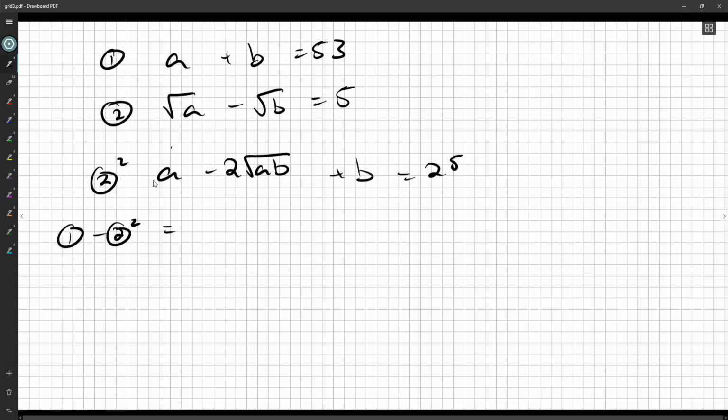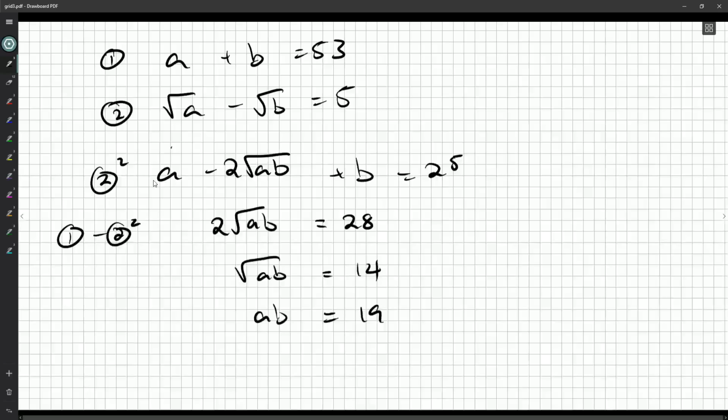equation 1 minus equation 2 squared, and on the left-hand side, we're going to get 2 root ab, and that's going to be 28. So root AB is 14. AB is going to be 14 squared. Excuse me, I got the hiccups or something. 14 squared is going to be 196. And then, so we'll call that equation 3.